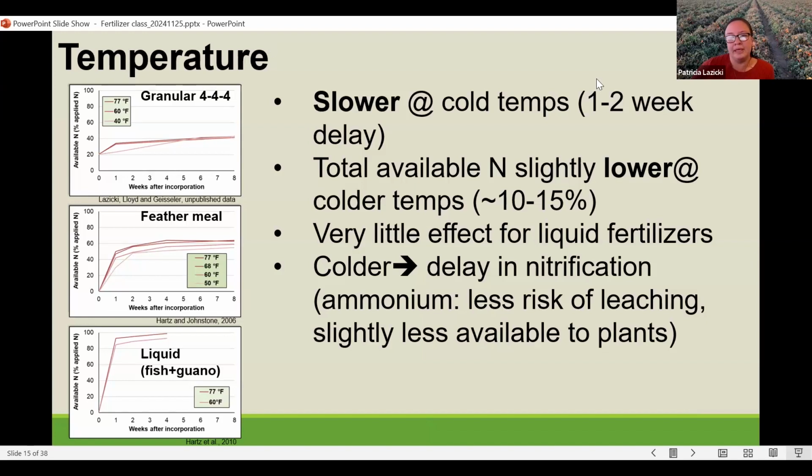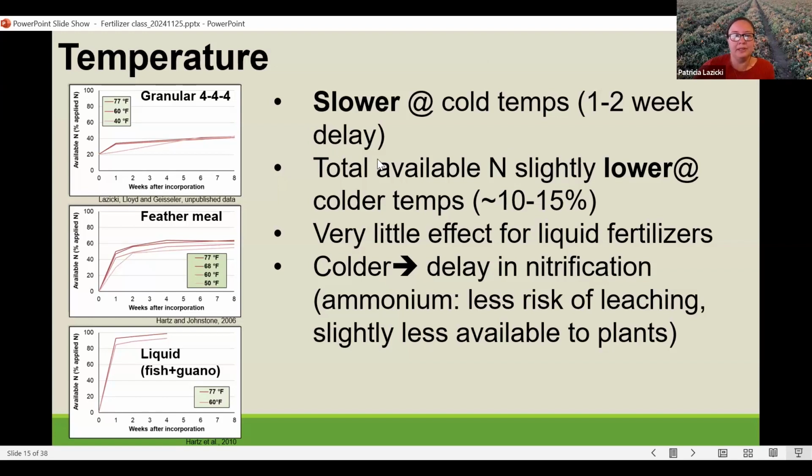In general, microbes are pretty good at mineralizing, even if it's pretty cold. So you'll still get decent mineralization. It'll just be slowed down a bit. So looking at some data from our experiment, and then we're also looking at some papers that Tim Hartz did a while back with some different amendments, we're saying you can assume it will slow down maybe by a week or two.